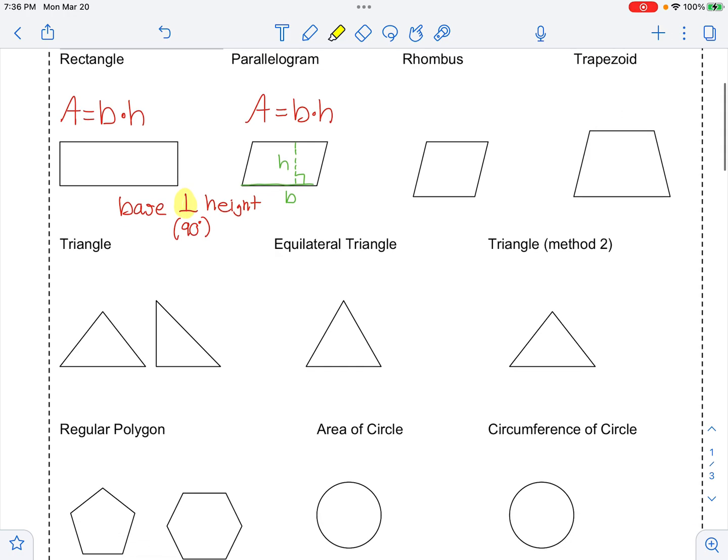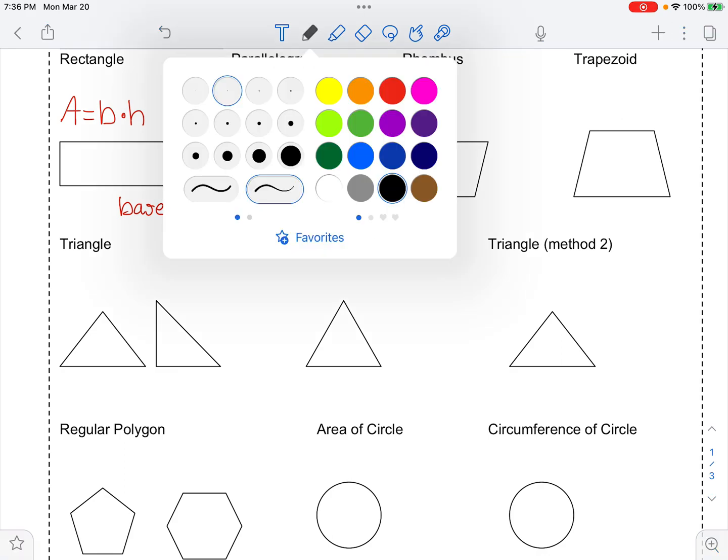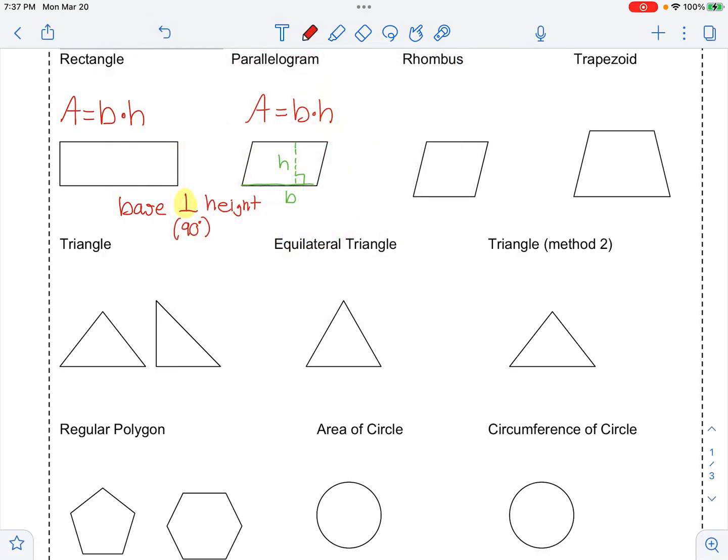Okay, now we're going to add 3 different formulas for the triangle. The first formula for the triangle is the most general formula. This is the one where we do 1/2 base times height. And just like above, the base and the height must be perpendicular. So as long as you know you have a right angle, you can use the formula right away. If you have a triangle where you don't know the height, you might have to actually find that height first. So that would be where the 2 steps would come in.